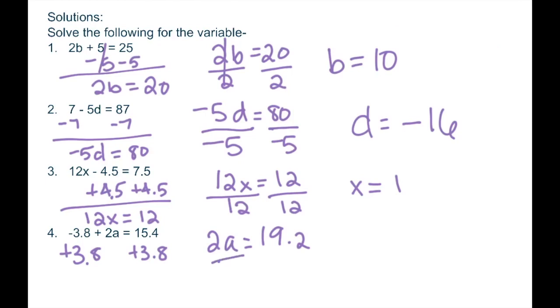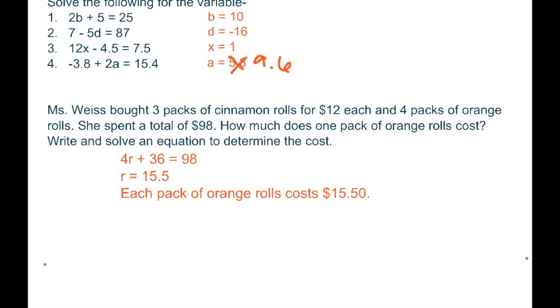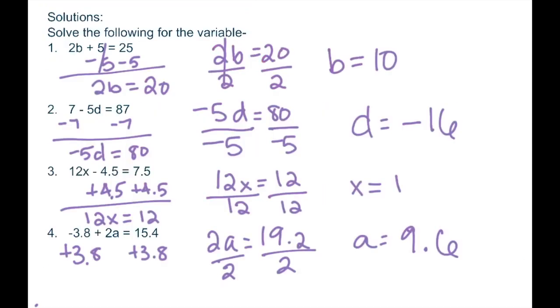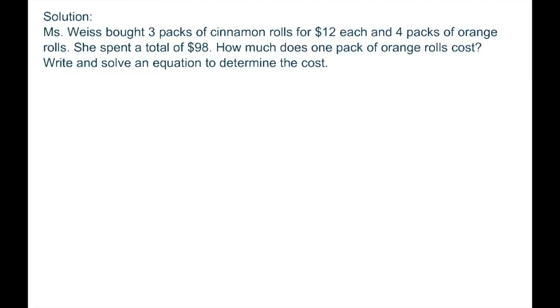Now I want to divide both sides by 2. And that leaves me with a is equal to 9 6/10. It actually looks like I had a typo on our key from before. So number 4 should be 9 6/10. All right, sorry about that. Let's go ahead and look at that word problem together now.